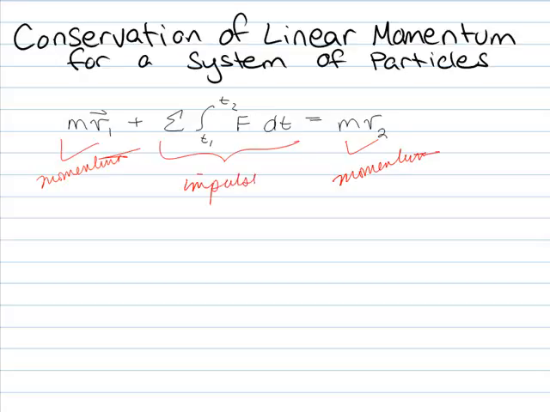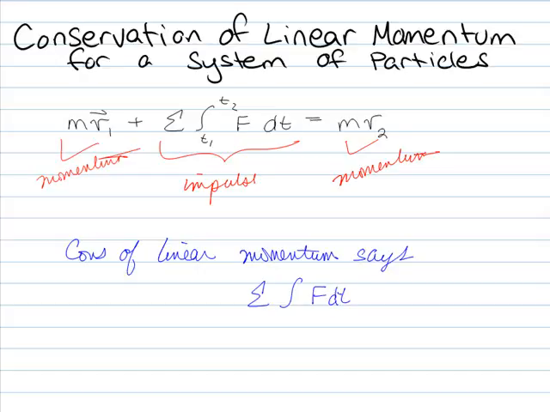Alright. Now, if you look at the conservation of linear momentum, it says that the sum of the impulses of F dt is going to be 0. Now, this works when you look at the system, at the entire system.